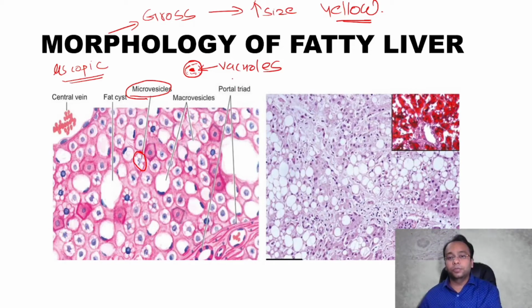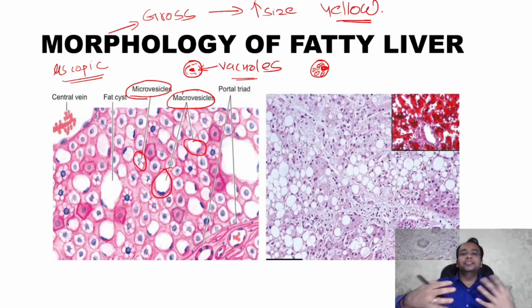All right. Now, suppose the fat accumulation increases in the cell, then it will displace the nucleus to the periphery and more lipid is accumulated in the cell, which is known by the name macrovesicle. See, this is the macrovesicle, right? The nucleus is pushed to the periphery, you know, because the fat is increasing in the cell, so it will displace the nucleus to the periphery.